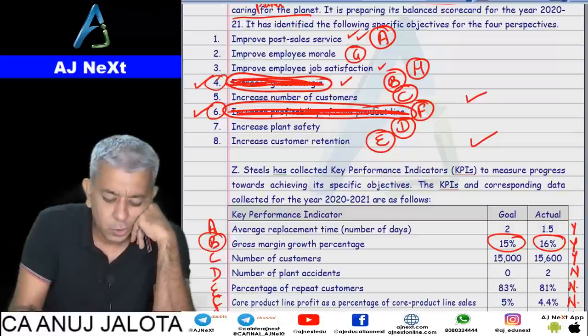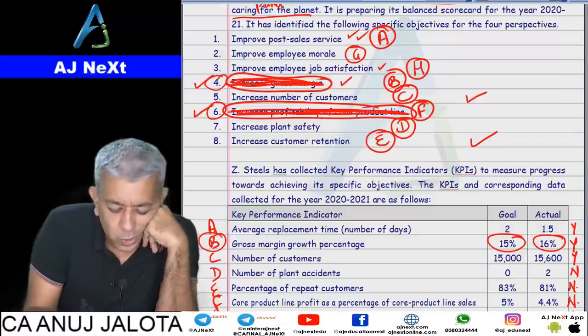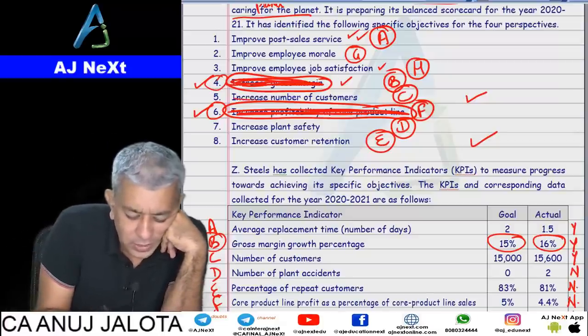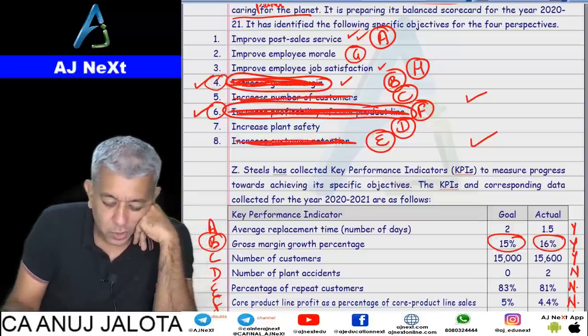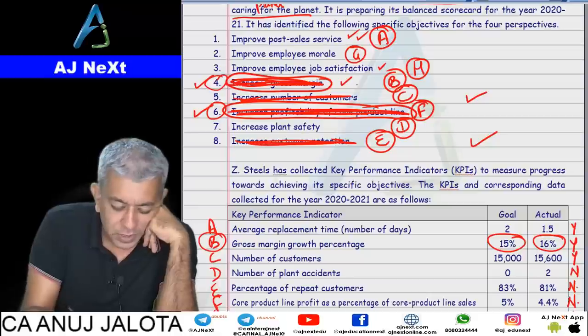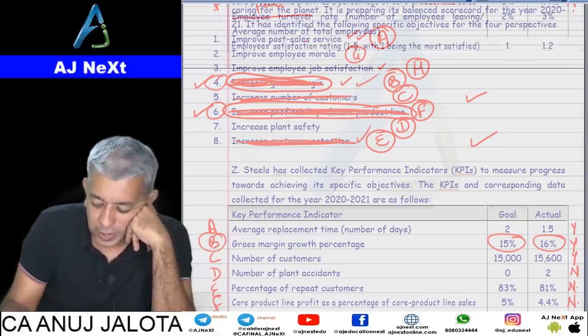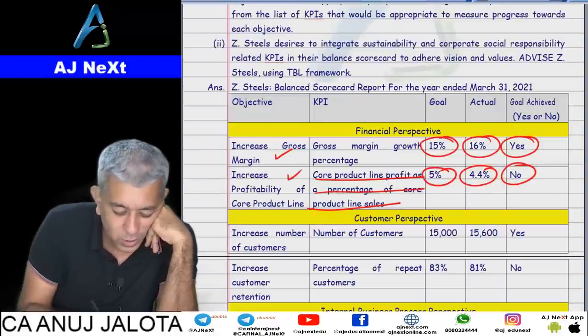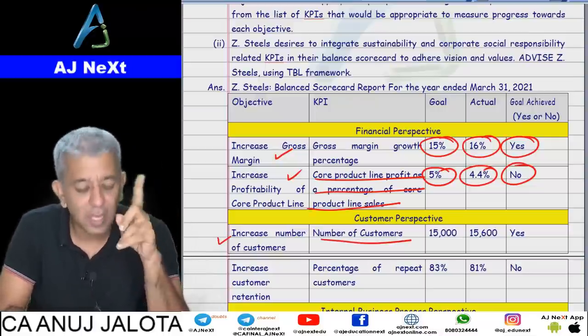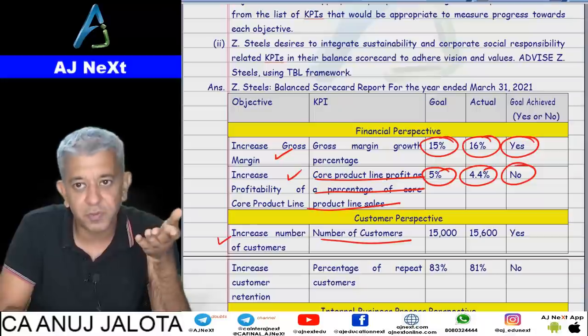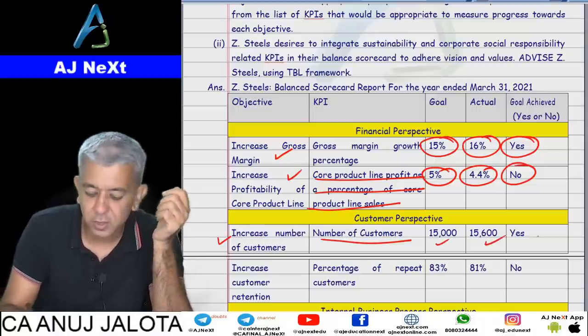ओके, तो मैं क्या कर रहा हूँ, उन लोगों ने यहाँ पर इंक्रीज नंबर ऑफ कस्टमर्स किया एंड इंक्रीज कस्टमर रिटेंशन किया. ठीक है, सो देयरफॉर ये दोनों जो चीज़ें हैं वो उन लोगों ने यहाँ पर डाल दी. तो कस्टमर परस्पेक्टिव, इंक्रीज नंबर ऑफ कस्टमर्स, ओके, सो देयरफॉर द केपीआई विल बी इन दिस केस नंबर ऑफ कस्टमर. 15,000 का टारगेट था, 15,600, तो एक्सीड हो गया अपना.